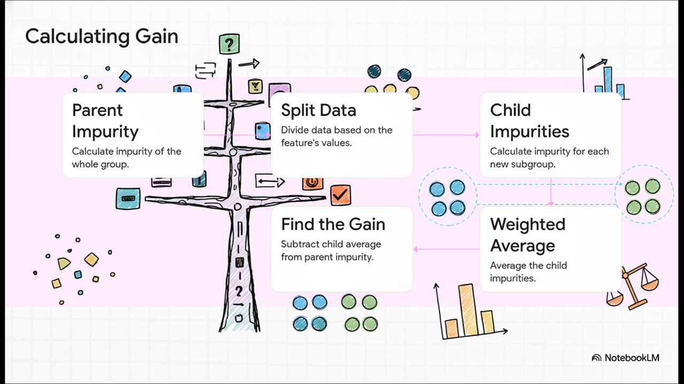First, it measures the impurity of the whole group before any splits. Then it just pretends to split the data by a feature, like outlook. It calculates the impurity for each of those new little groups, averages them out, and then just sees how much better it is than where it started. That difference, that's the information gain.